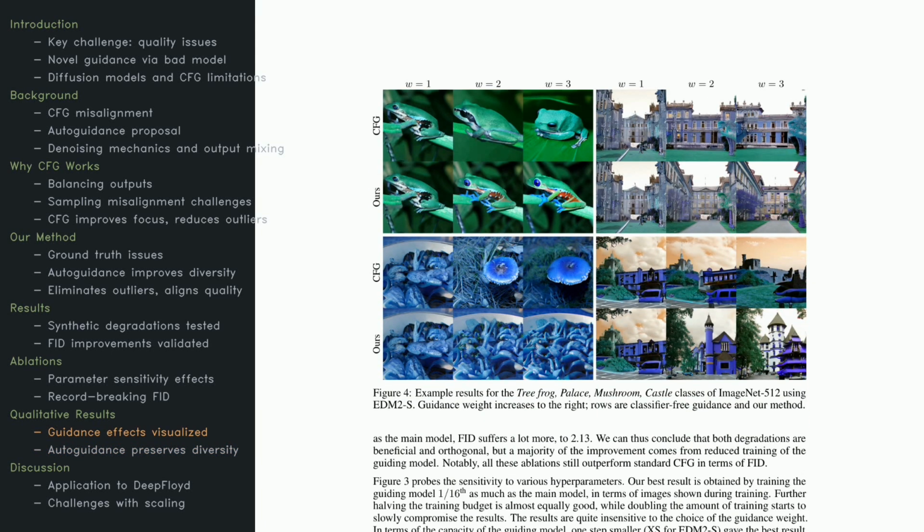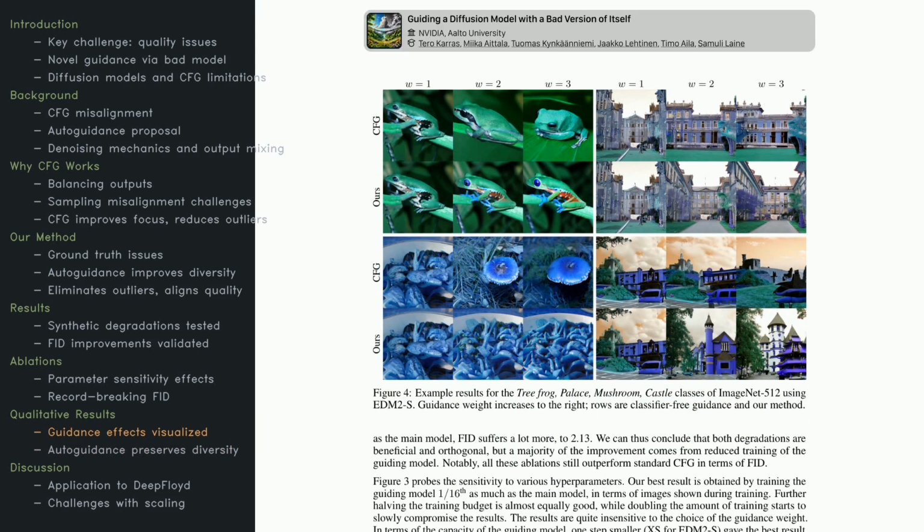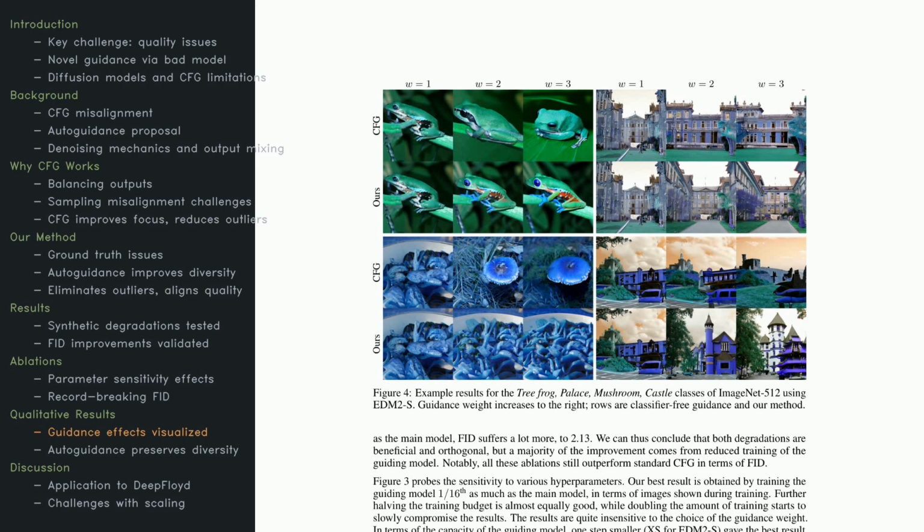Now glance at page 8 upper for some side-by-side images. They compare classifier-free guidance versus autoguidance for categories like tree frog, palace, mushroom, and castle. If you look at these figures, you'll see how higher CFG weights can exaggerate features, sometimes making images look unnatural or oversimplified. In contrast, autoguidance keeps them more realistic, while still highlighting key details.